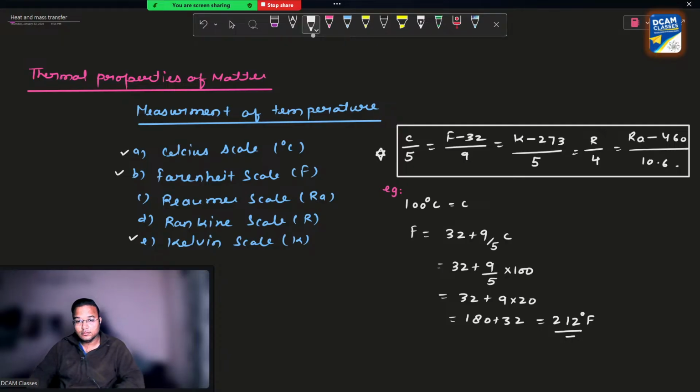Okay. If I want Rankine, so 100 by 5 into 4, 160. Like that you'll do. Okay, easy?